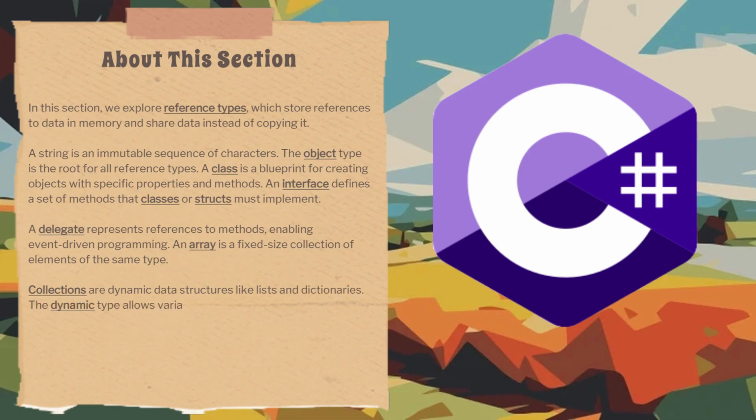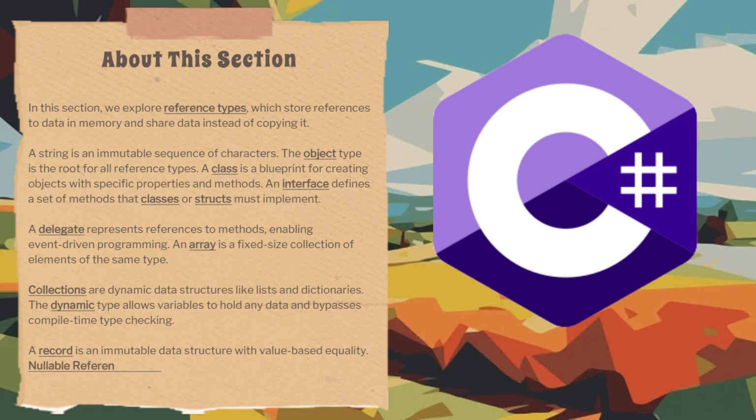The dynamic type allows variables to hold any data and bypasses compile-time type checking. A record is an immutable data structure with value-based equality. Nullable reference types improve null safety by identifying whether a reference can be null.